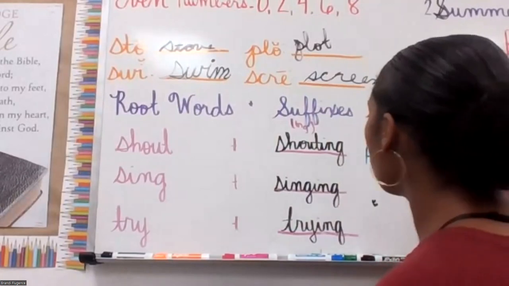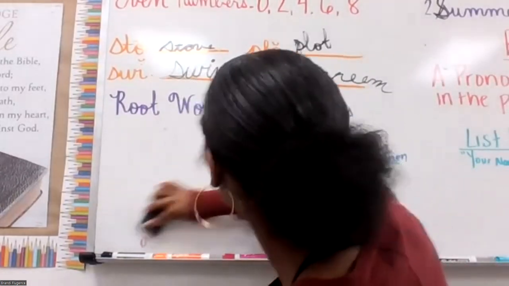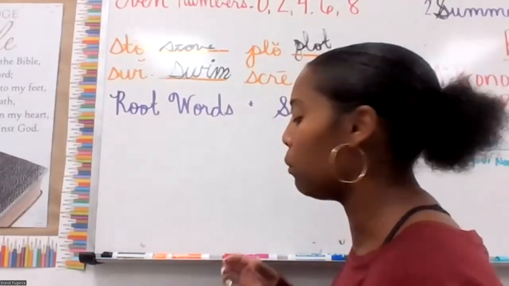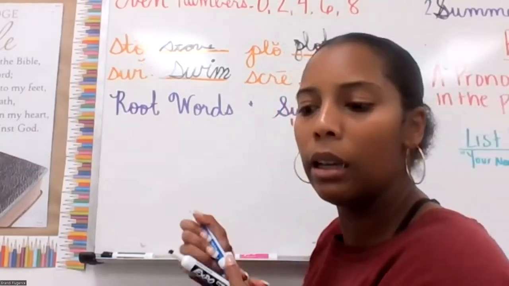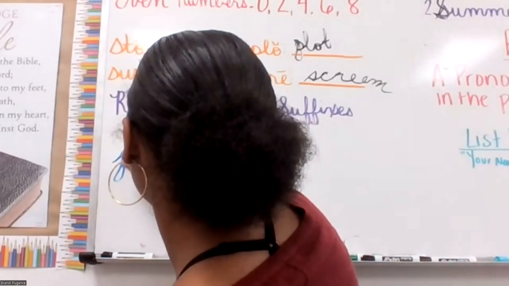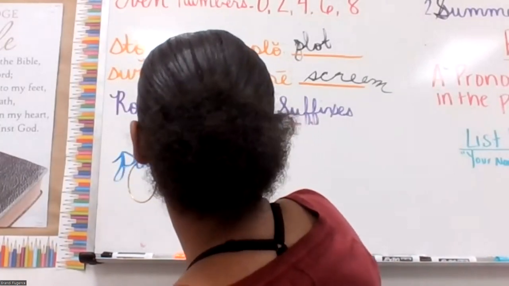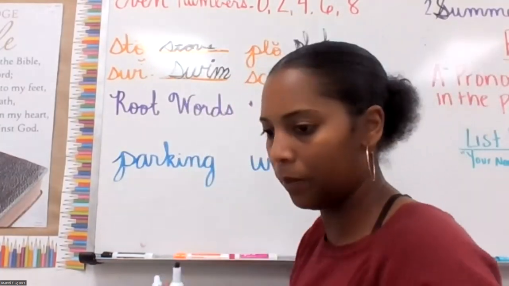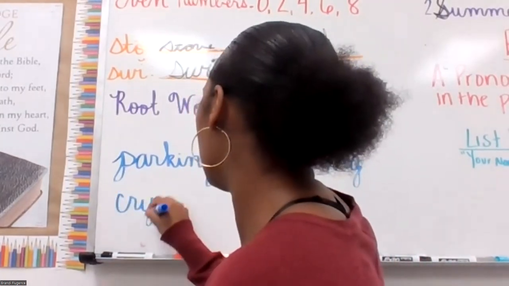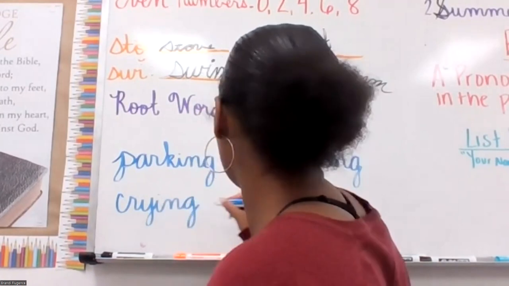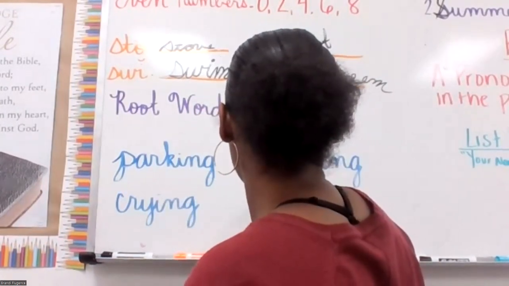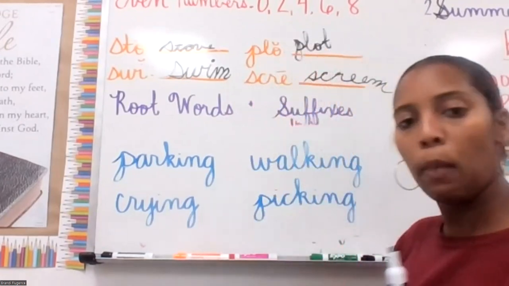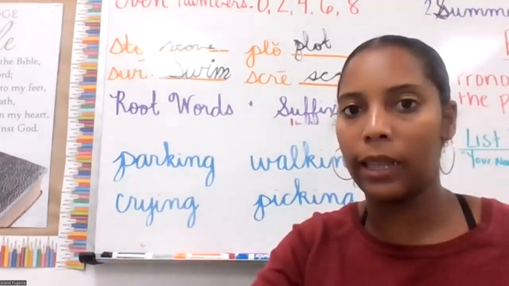So now I want to show you how we mark root words and suffixes, because we do not mark it the same way we mark special sounds. Usually when we have a special sound or a vowel, we simply mark the vowels and we circle the special sound. But with root words, we do it a little different, okay? So I'm going to put some words here so you can see what I'm talking about. Okay? So remember, we have our root word and our suffix, okay?